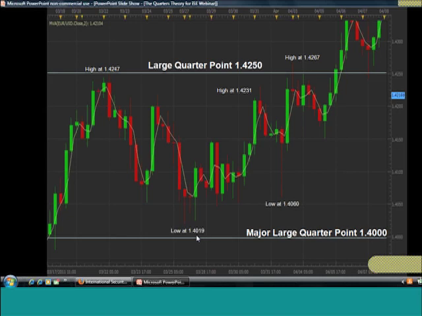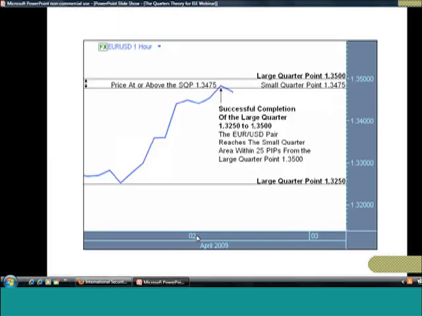With the low here at 1.4019, considering the large quarter point targeted there on that bearish move for the euro versus the dollar was 1.40, prices stopped 19 pips short of reaching the exact large quarter point at 1.4000. But that is close enough, within that 25 pips small quarter range, for us to consider the large quarter as successfully completed.